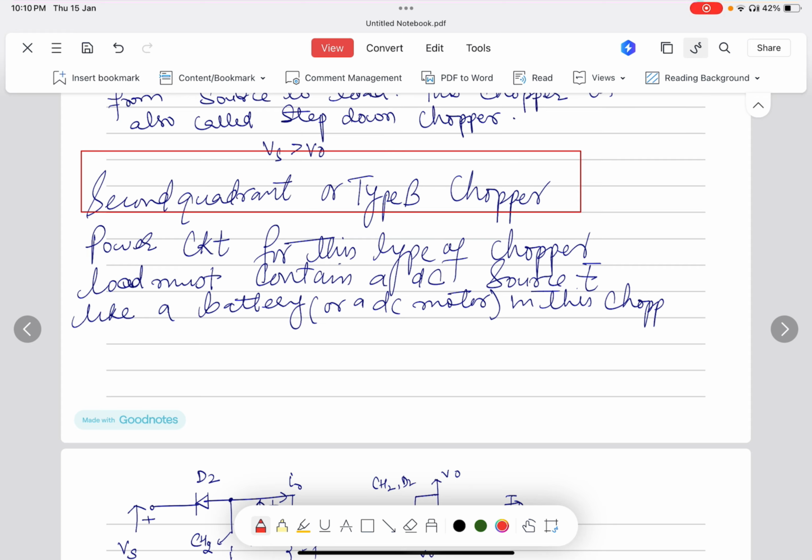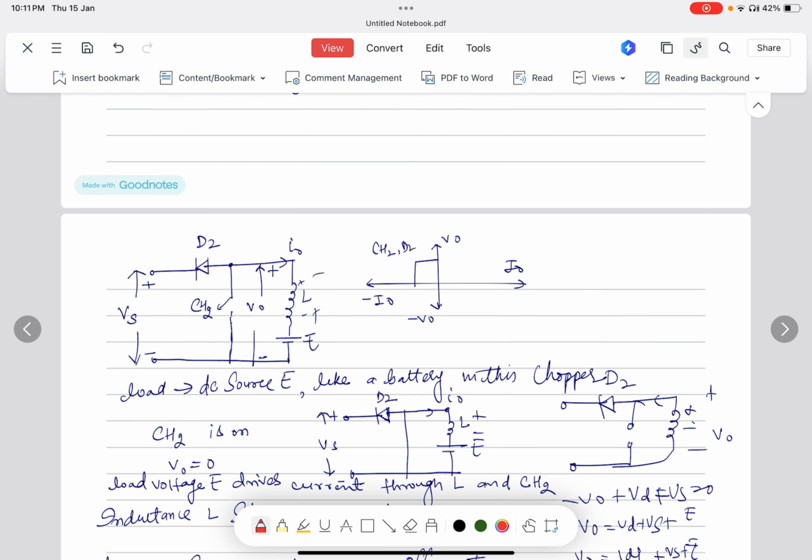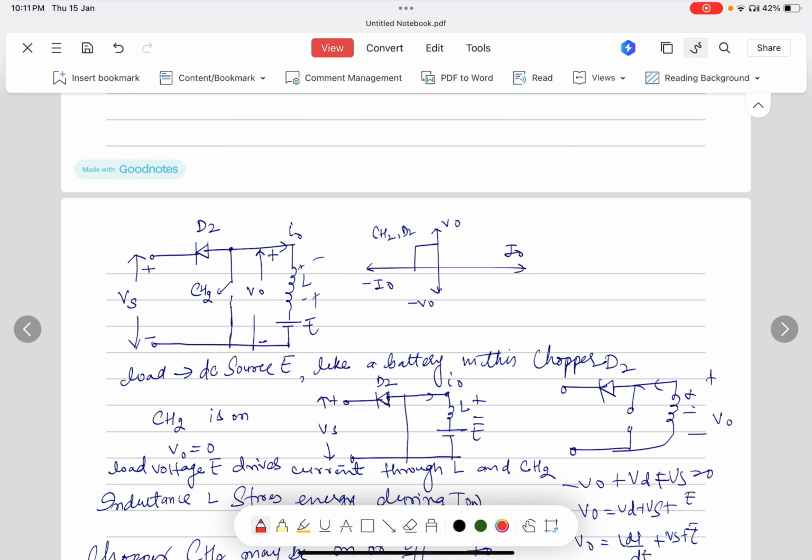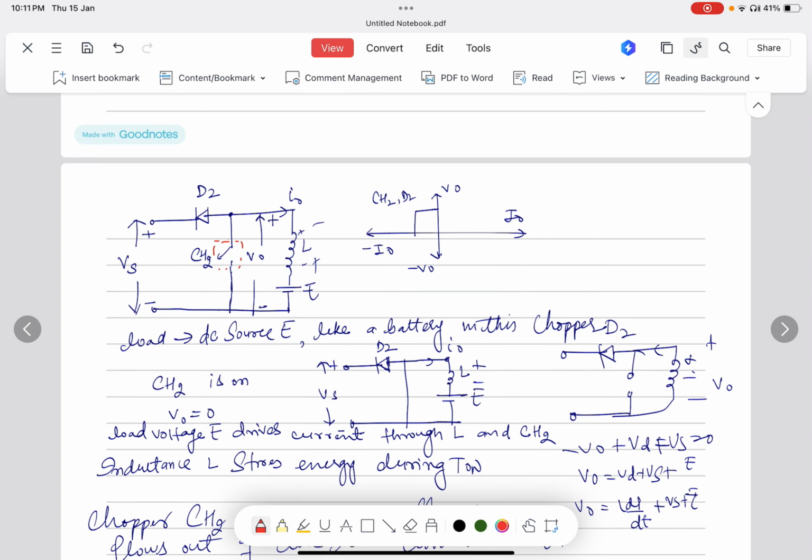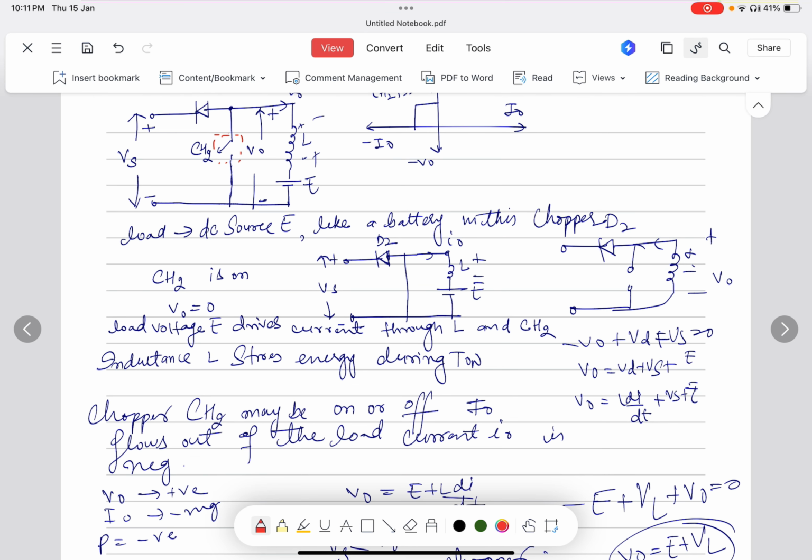For the power circuit of this type of chopper, the load must contain a DC source. So in the load we have to connect a DC source, which could be a DC motor. If you look at the circuitry, you can see a diode is connected here. Vs is the supply voltage. The chopper is connected across this device, and we have the source, the inductor and the battery, the DC source. So what happens when the switch CH2 is on?